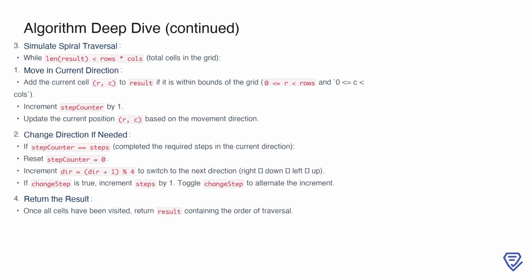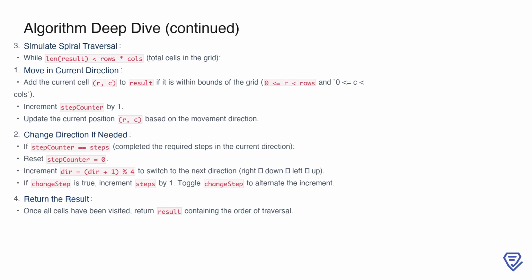Then, we increment step counter to track the steps taken in this direction and update the position, r, c, based on the current movement direction. Once the required number of steps for the current direction is completed, indicated by step counter equals steps, it's time to change direction. We reset step counter to 0 and adjust the direction index using modular arithmetic, dir equals (dir plus 1) % 4, cycling through right, down, left, and up.